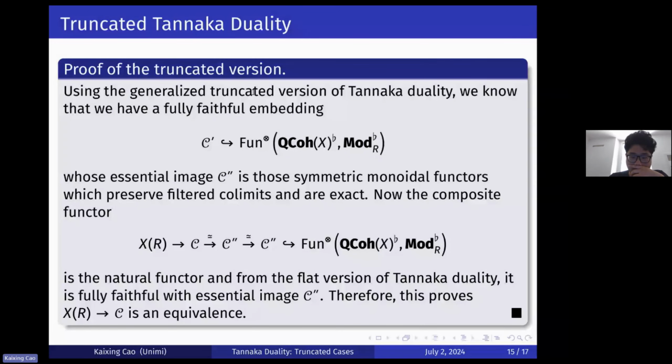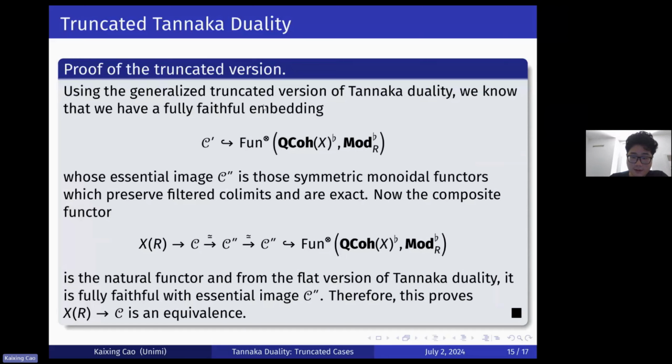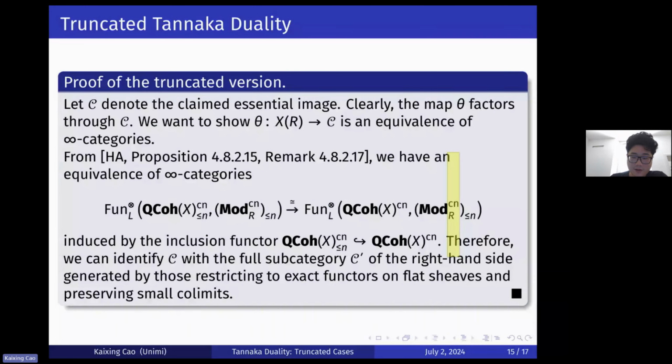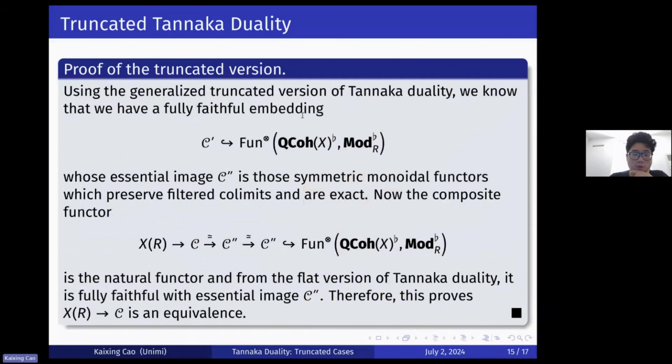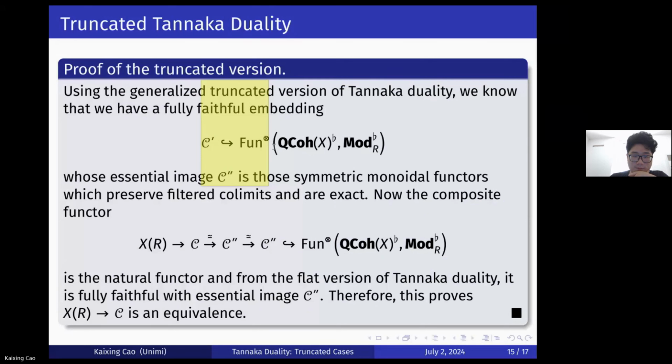Now because we pass to the connected part, we can use our general truncated Tannaka duality. It is a restriction of the functor categories. We know the C prime is a full subcategory on the connected part, and there is a fully faithful embedding given by restriction to the flat objects, and the essential image is those that preserve the filtered colimits and are exact.